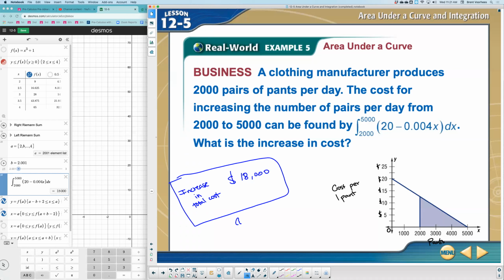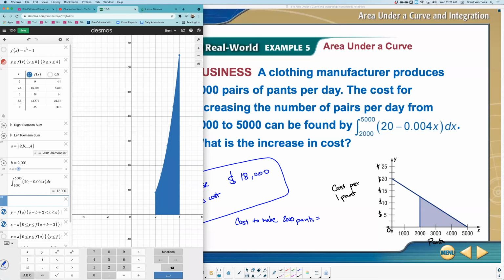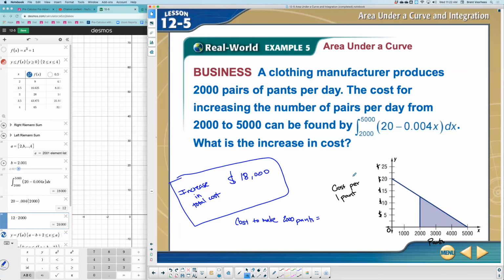Well, the cost to make 2,000 pants is 2,000 times, let's just say that's 12.5. I don't even know if that's right. Well, you know what? We can plug it into the formula. 20 minus 0.004x, where x is 2,000. It says 12. That's the cost. That's $12 to make one pair of pants there. So 12 times 2,000 pants means it'll cost us $24,000 to make 2,000 pairs of pants. And so when I add, we're going to get here in a second, it's 42,000.